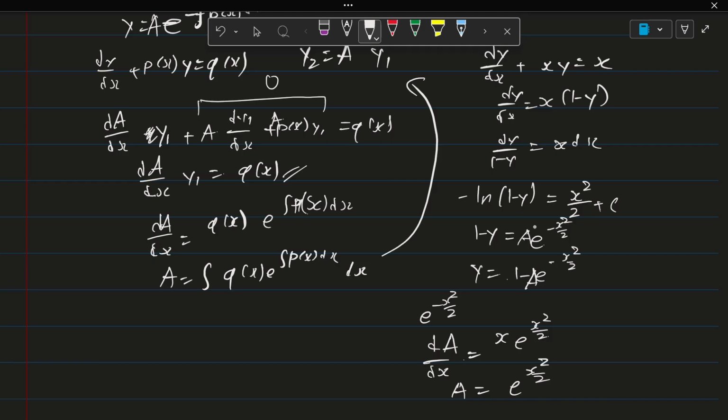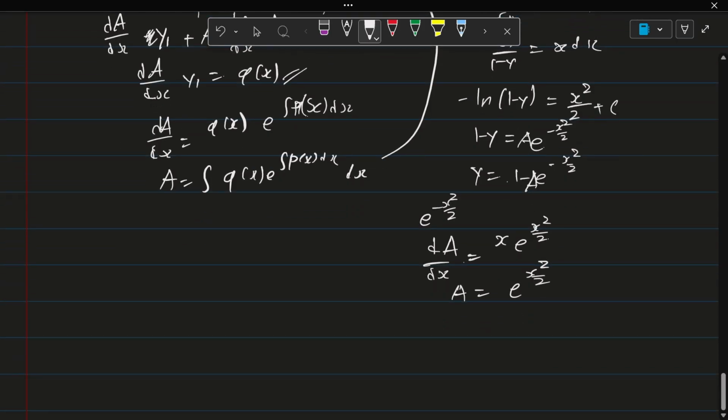So this gives you the solutions of the problem. One of the solutions is 1, the other one is A times e to the power negative x squared over 2, which comes from the integration constant again. So it's like this guy plus C.